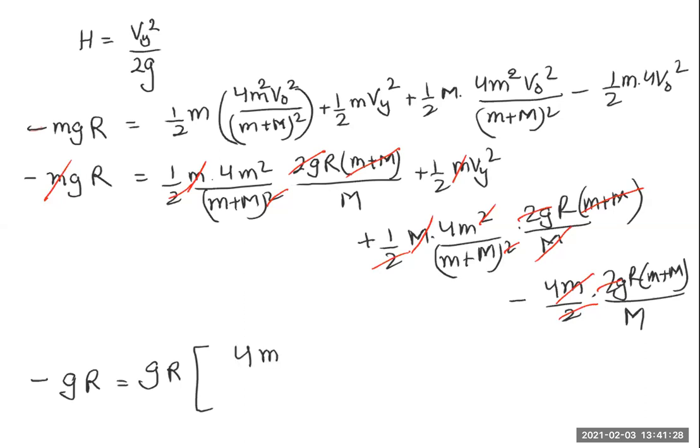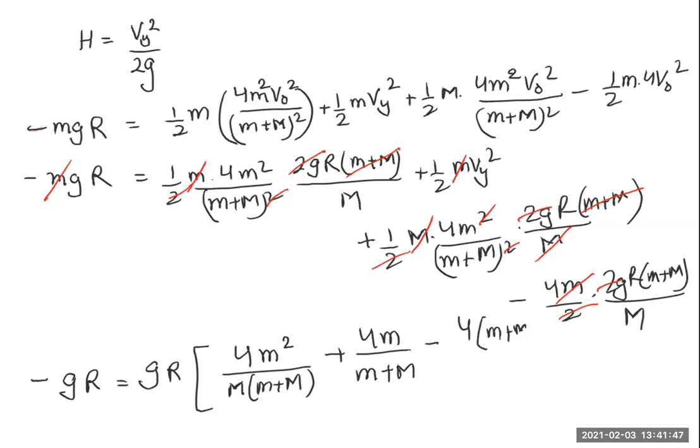4m square upon m into m plus M, plus 4m upon m plus M, minus 4m plus M upon m, plus half vy square. Please reduce this and tell me. I think we should get something which is very, very manageable.